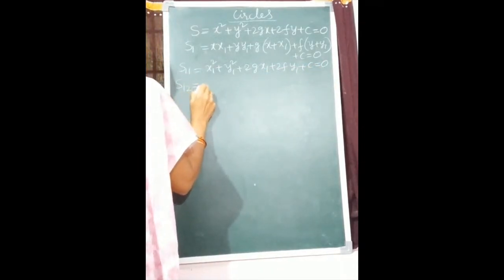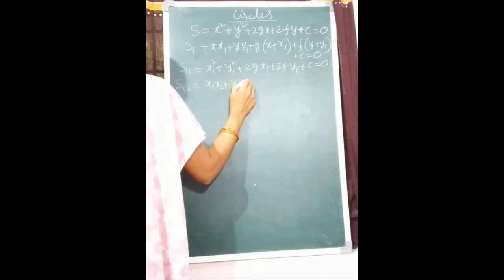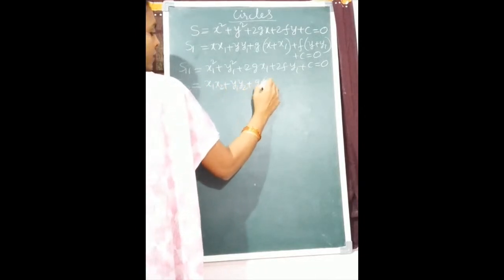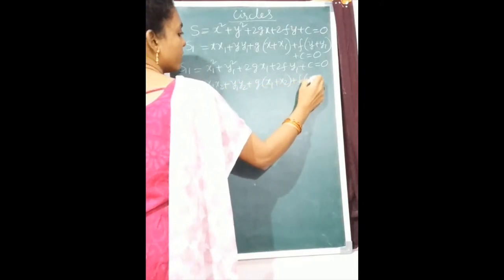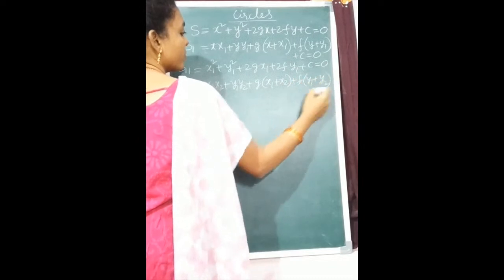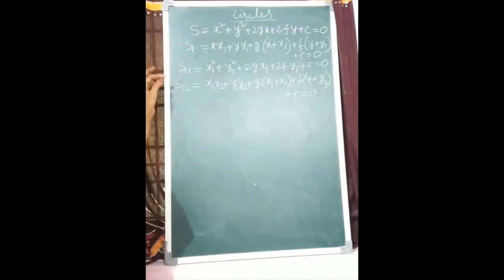S12 is x1 x2 plus y1 y2 plus g into (x1 plus x2) plus f into (y1 plus y2) plus c is equal to 0. These are very important notations.